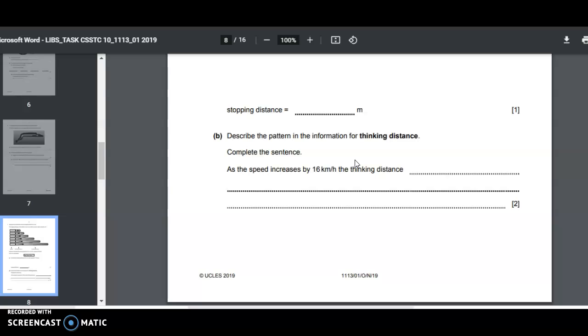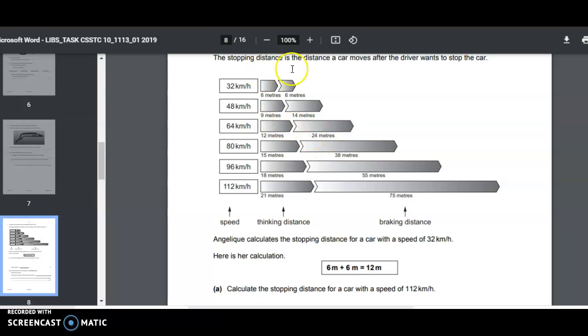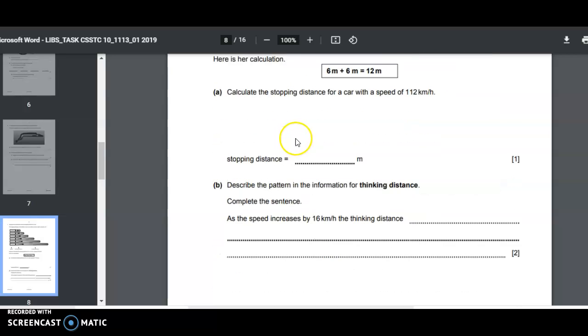Describe the pattern in the information for thinking distance. Complete the sentence. As the speed increases by 16 km per hour, the thinking distance. So what do we see? What is changing here? Because this is the increasing by 16 kilometers per hour. That we are 6, 9, 12, 15, that means that it is increasing by 3. You could also say that it is increasing equally. So as the speed increases, the thinking time also increases equally.